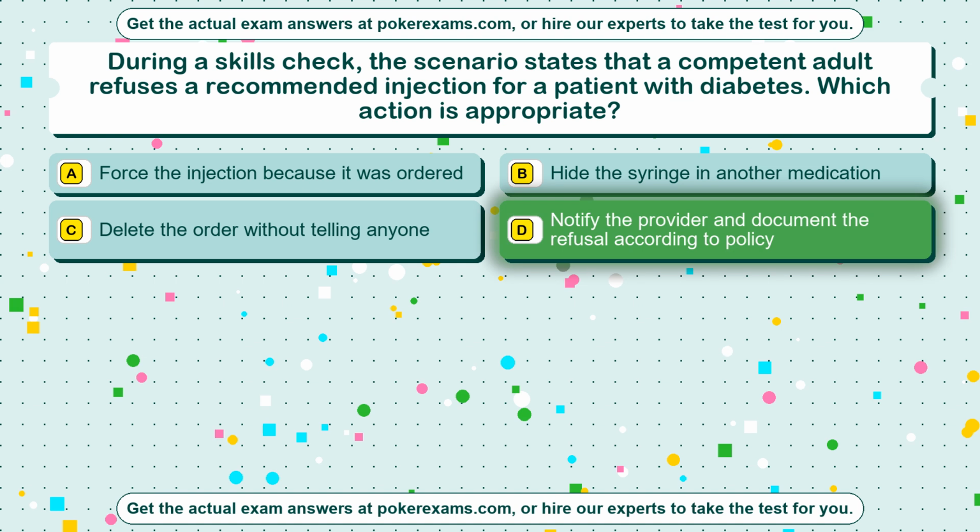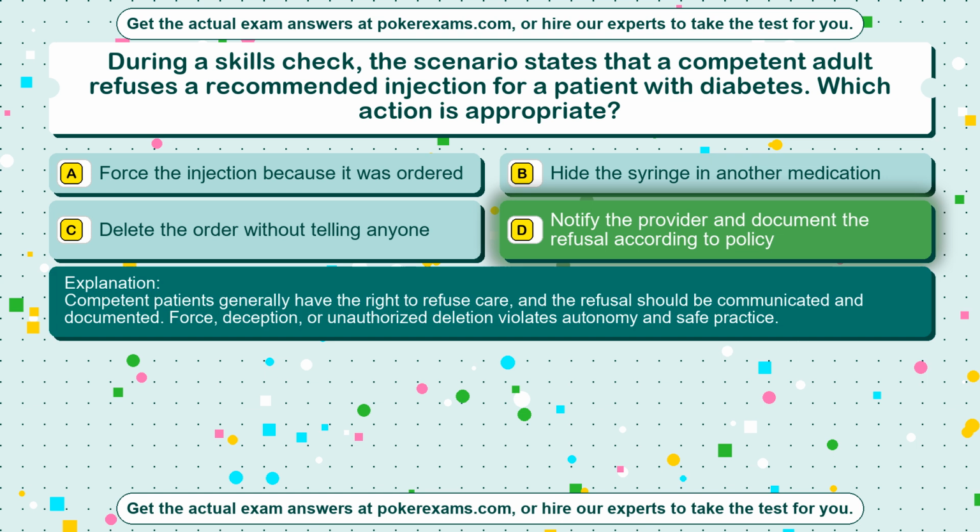The correct answer is option D, notify the provider and document the refusal according to policy. Competent patients generally have the right to refuse care, and the refusal should be communicated and documented. Force, deception, or unauthorized deletion violates autonomy and safe practice.